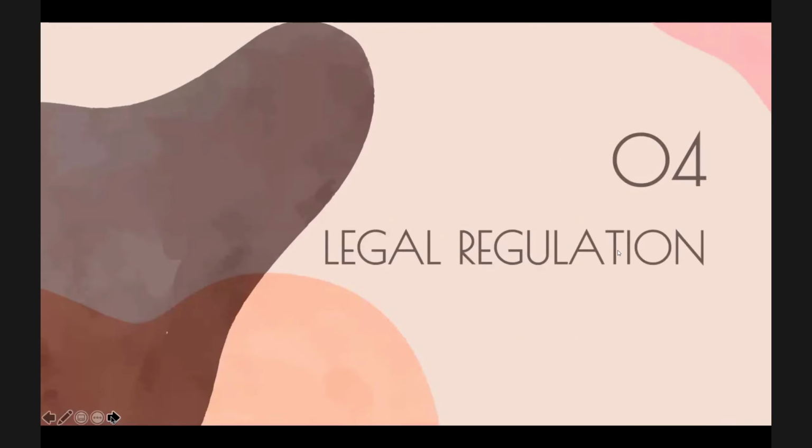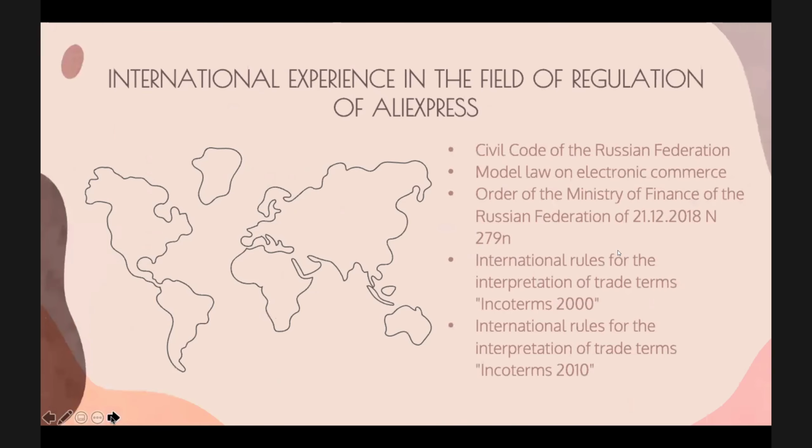Now let's move to the legal regulations of the platforms and AliExpress. Customers can face different cases concerning international delivery. What legal documents should regulate such relationships? Well, in Russia, first of all, the Civil Code of the Russian Federation regulates the civil legal relations with the participants in the purchase and sale transactions. So Chapter 30 is devoted to buying and selling.